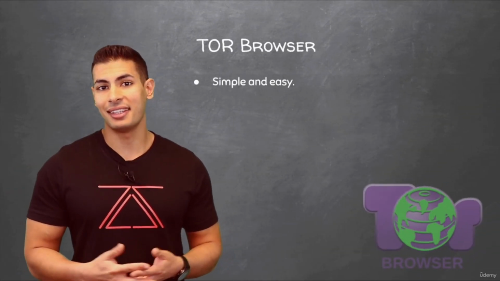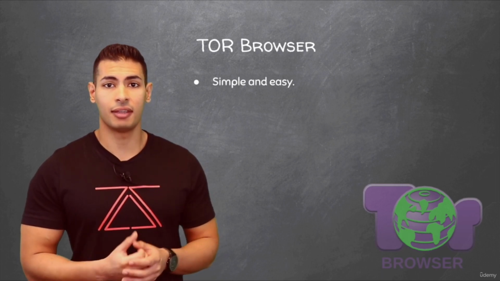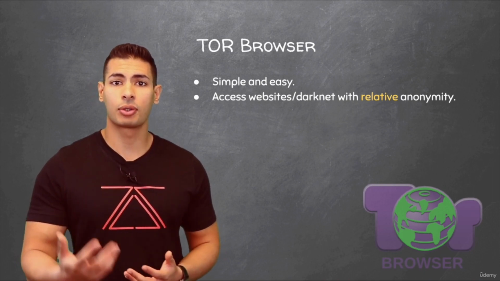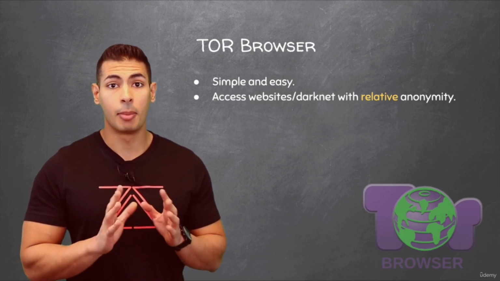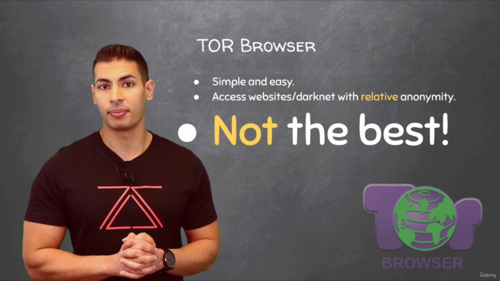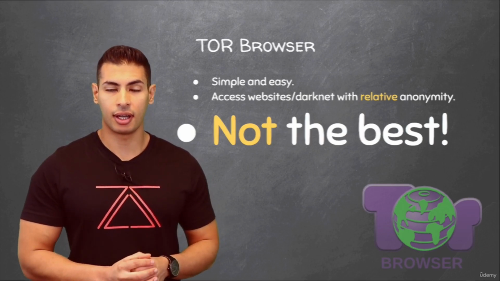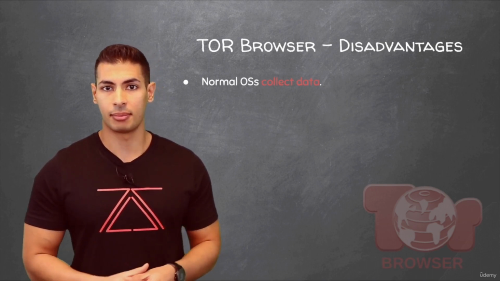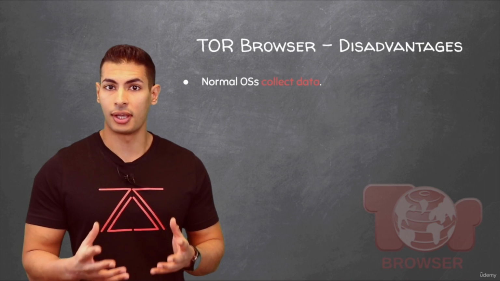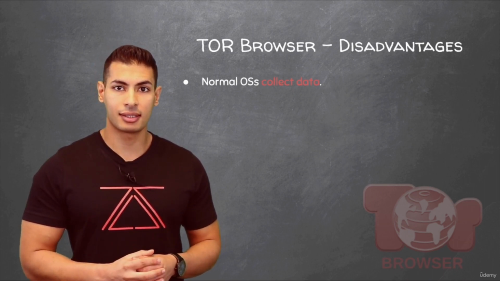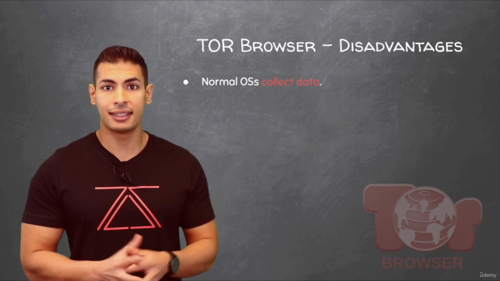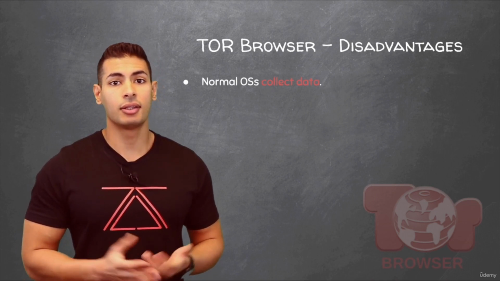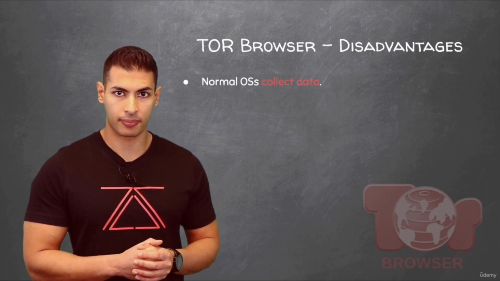Now, this is a very easy and simple method, and it's great if you just want to access a website quickly, privately, or if you just want to have a quick look over the darknet. But it's not the best method. The reason for this is because we installed the Tor browser in a normal operating system, such as Windows, Linux, or OS X. These operating systems regularly collect data about the user, about you, to improve user experience, and who knows, maybe for other reasons.